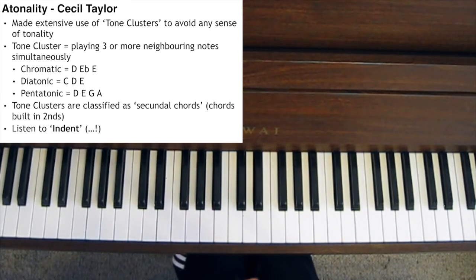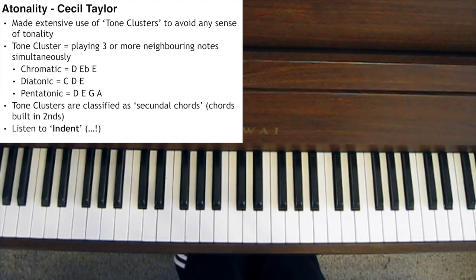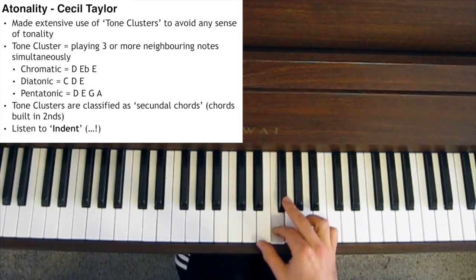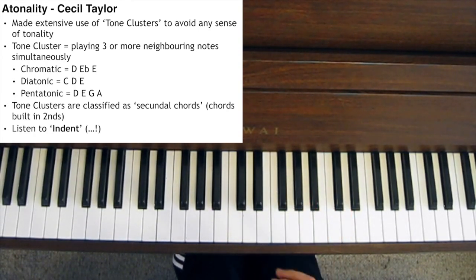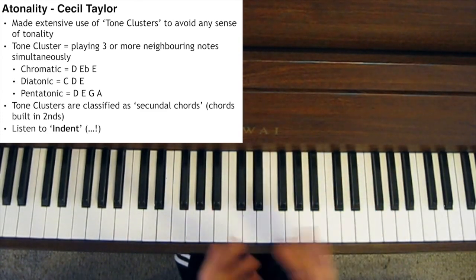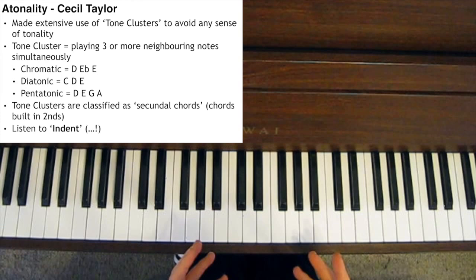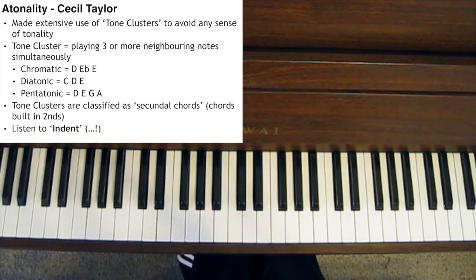Now tone clusters create a strong atonal dissonance and can create the illusion of bending a string, which is obviously impossible on the piano. So for example, playing an F and an F sharp together can give the illusion that you're playing a microtone, so like an F and a half sharp. So you should go have a listen to Cecil Taylor improvising in a free jazz manner, because it really is something else. But essentially he did a lot of this type of stuff.